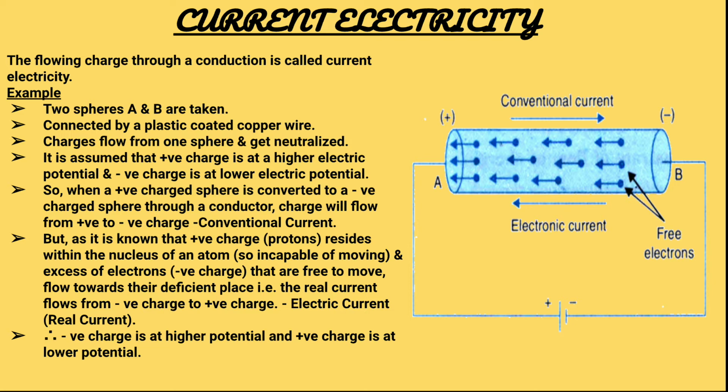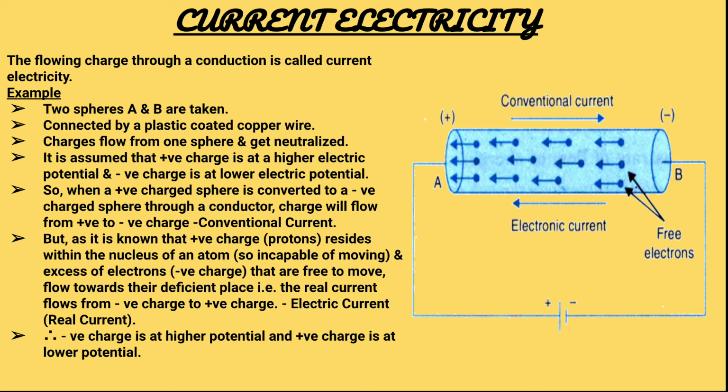But as we know, the positive charge, that is the protons, remain inside the nucleus of the atom. Inside the atom there are protons and neutrons, and outside the atom there are electrons, which are free. The electrons are negatively charged, the protons are positively charged, and the neutrons, which are also present in the nucleus, are neutral. So protons, which remain inside the nucleus, do not move. Only the free electrons outside the atom move.